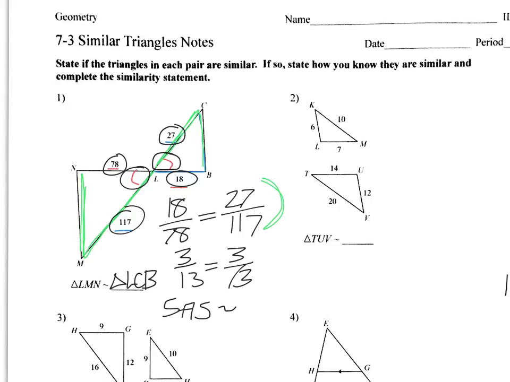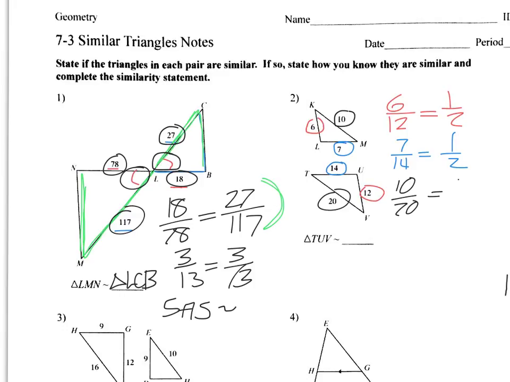Alright, so let's look. 6 is the smallest side in this triangle. 12 is the smallest side in this one. So 6 over 12 is 1/2. What about 7? 7 is the next smallest. 14 is the next smallest here. So 7 over 14 would be 1/2. Then what do we have? 10 is the biggest one here. 20 is. 10 over 20 is 1/2. So they're all 1/2. So these are similar.